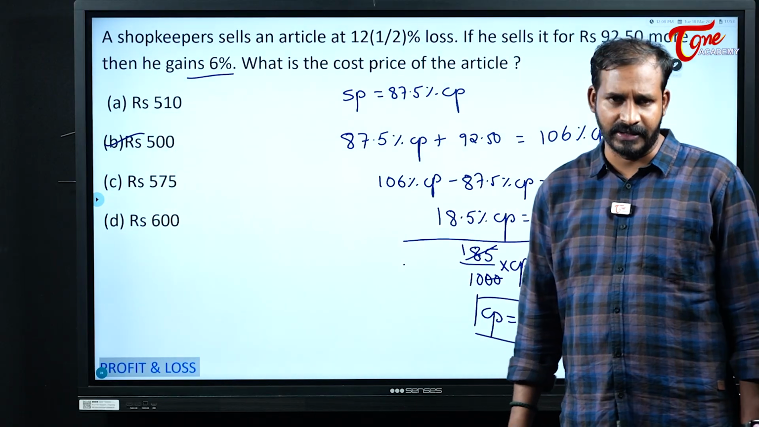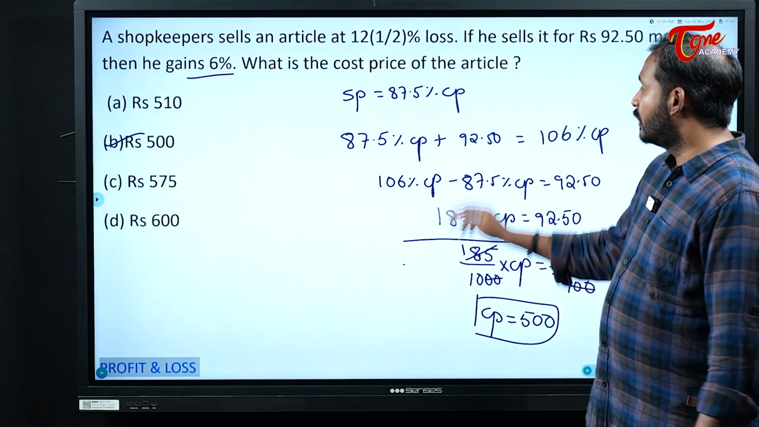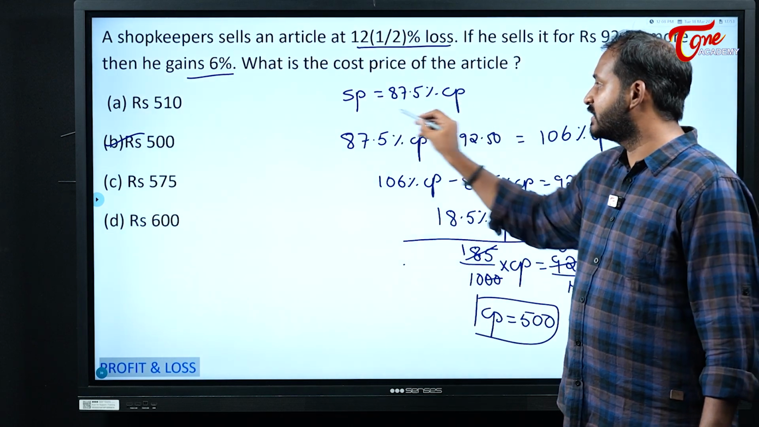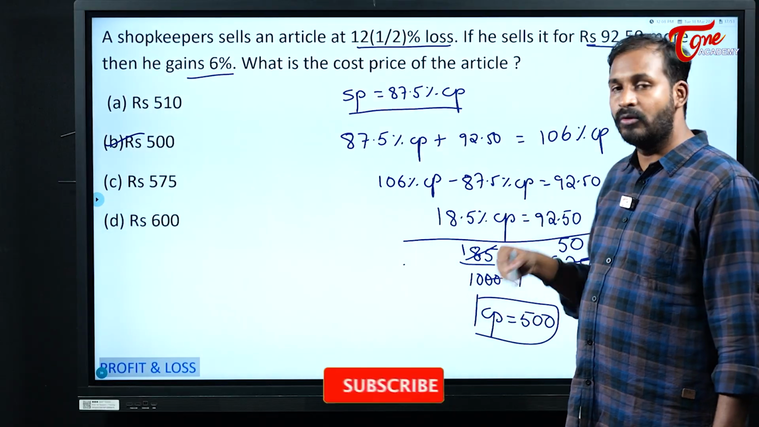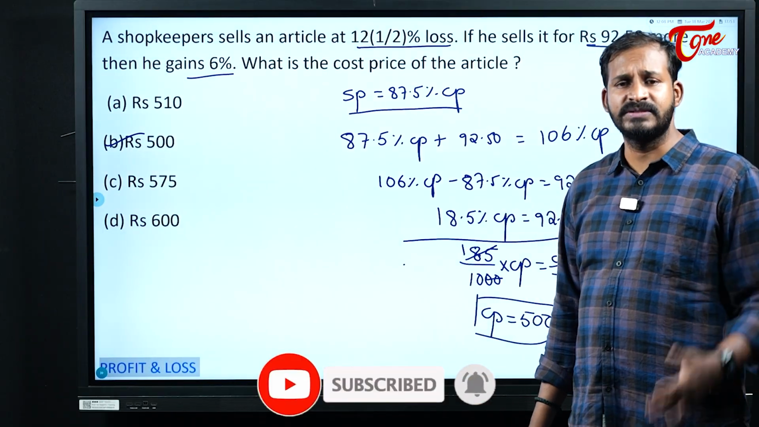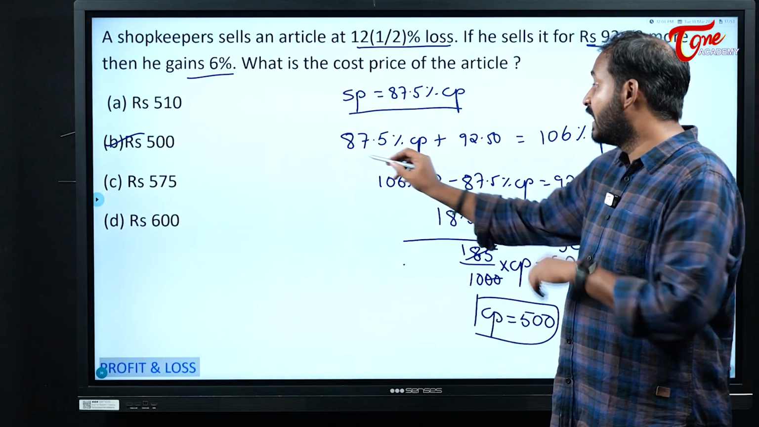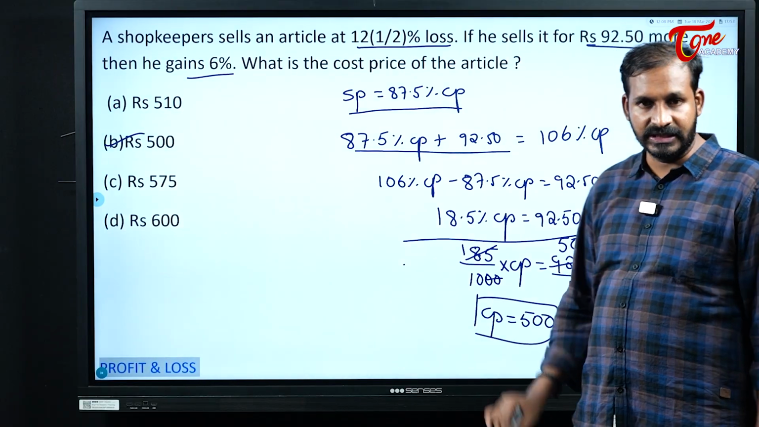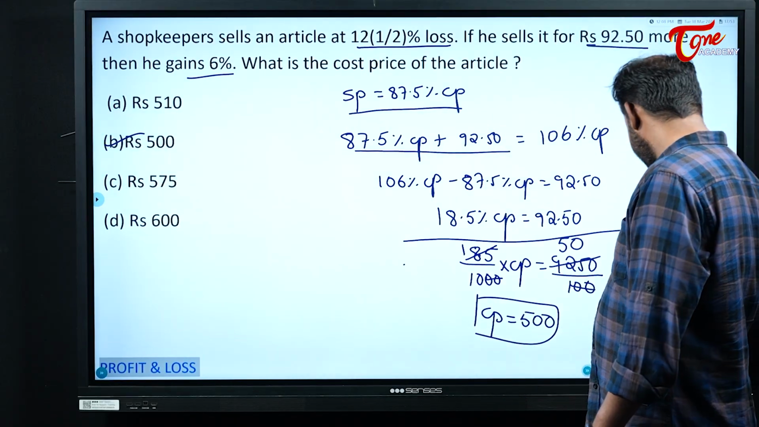See here students, you should understand this logic. Anyway, this is only the calculation part. You can solve it in any way you want. This understanding is very, very important. First, 12.5% loss means selling price becomes 87.5% of CP, and if he sells for 92.50 more, then he would have gained 6%. Gain of 6% means the relation between selling price and cost price is 106% of CP. That means 87.5% of CP plus 92.50 is equal to 106% of CP, and then the remaining is just calculation.